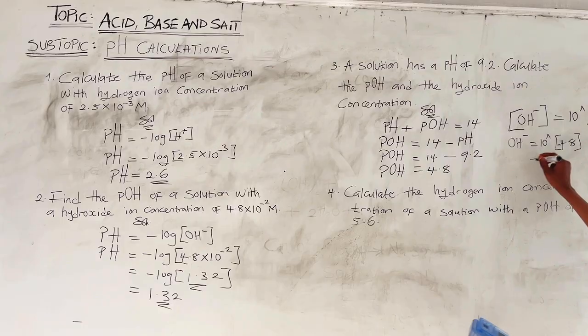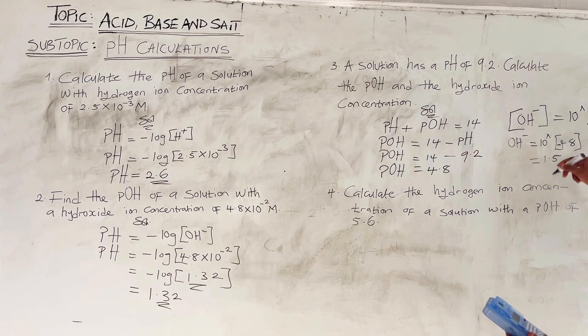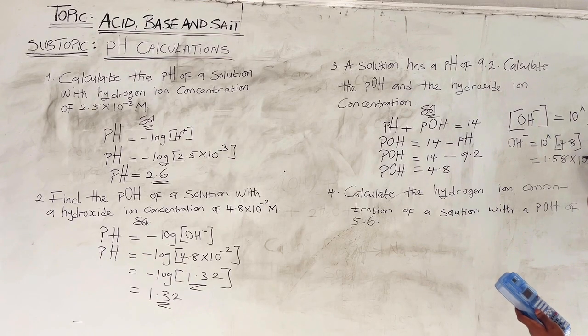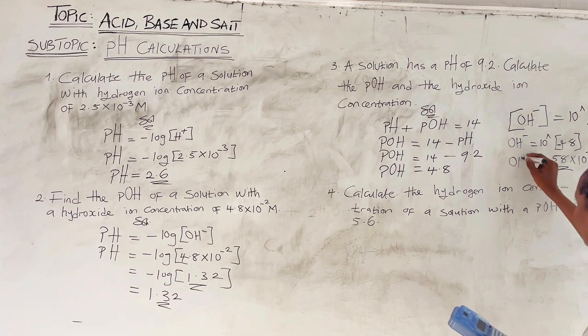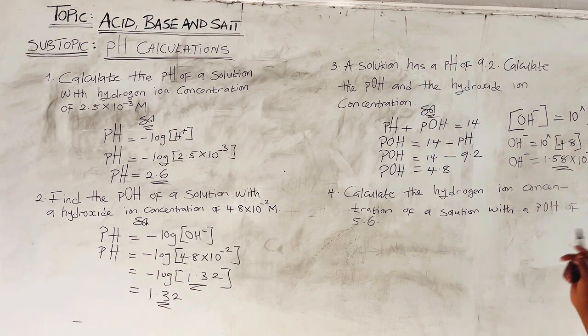So when you do that on your calculator, what you will have is 1.584. So we can call it 1.58, or we say 1.6, but let's take that 1.58 times 10 raised to power minus 5. So this is our answer. So meaning that our hydroxide ion concentration is 1.58 times 10 raised to power minus 5.